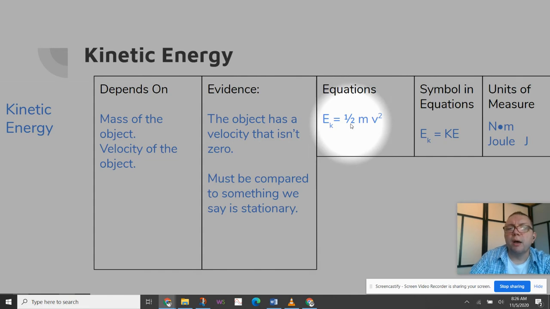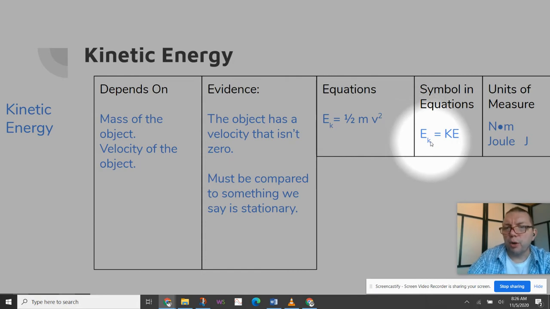You can see right here that I'm using EK to represent kinetic energy. In an equation, I try to stick with E for energy and then little subscript notes for which kind of energy. Energy, which kind? Kinetic. Some people also will just say KE. That's fairly common.